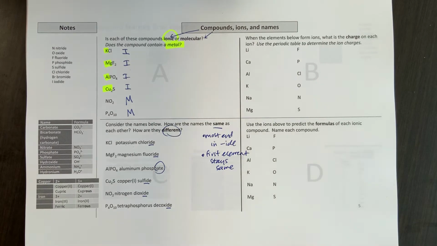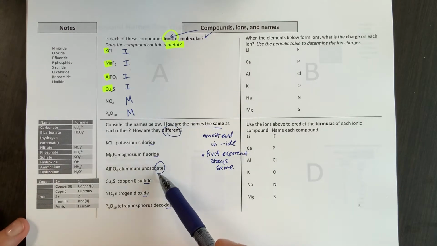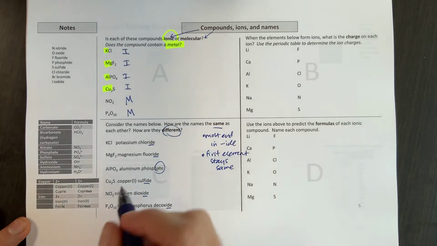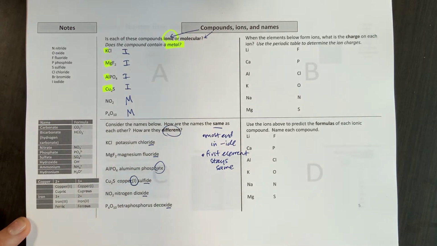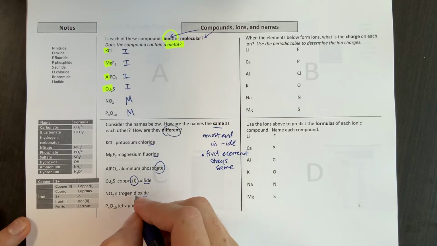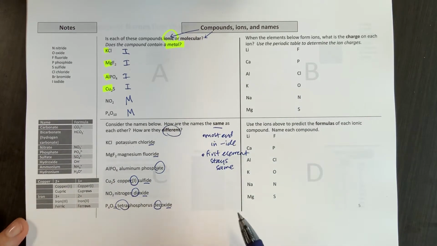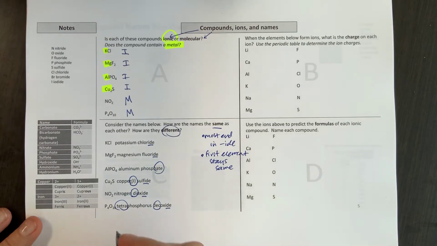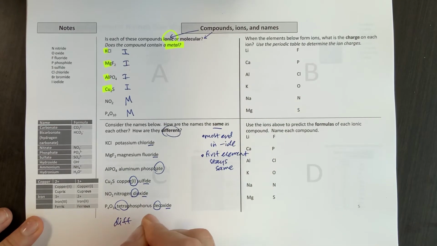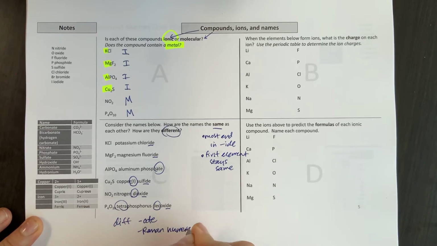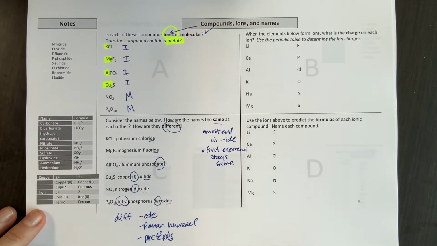Now, in terms of differences, some things that you might notice, this "ate" ending is different. There's also this one Roman numeral that showed up as a difference. And then some of them have these prefixes, these math prefixes, di, tetra, deca. And so those prefixes are different also. So some of the differences that we see are this ending of "ate," the Roman numeral, that 1, and we also see some prefixes. So those are some of the differences that we see.